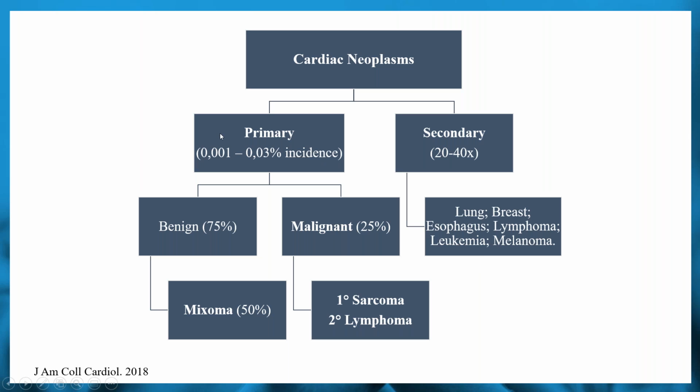And the primary tumors, as I said, are extremely rare, with an incidence of 0.001 to 0.03%, and can be divided into benign tumors and malignant tumors. The benign tumors correspond to 75% of the primary, the myxoma being the most common one. Half of the benign tumors are myxomas. And among the malignant tumors, the most common one is the sarcoma, followed by primary cardiac lymphoma.